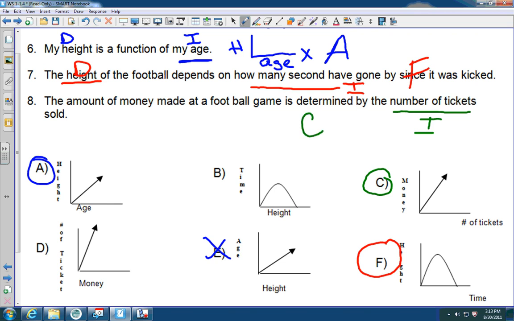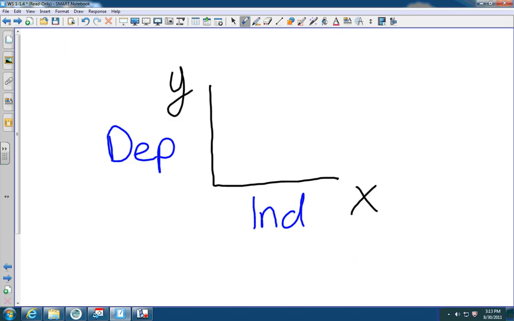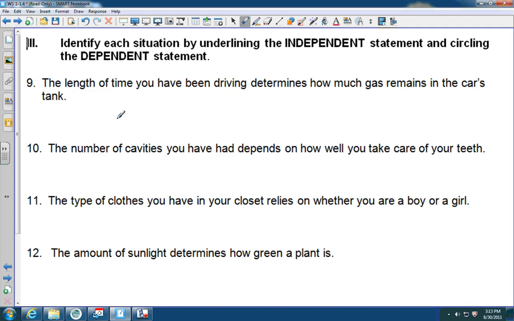The next, oh, yep, there's our notes. Let's go on by. Okay, they want us to underline the independent and circle the dependent. Now, I would always do this in the instructions so that you make sure you get it correct. The length of time you have been driving determines how much gas is in your car. Here's your time right now. The amount of time is your independent. The gas remaining, that is your dependent.